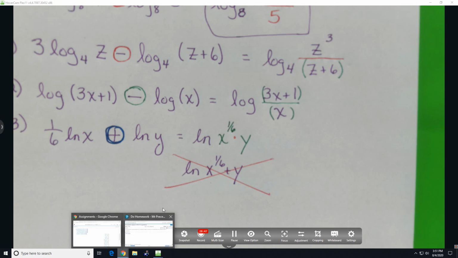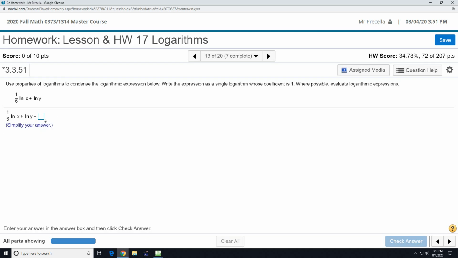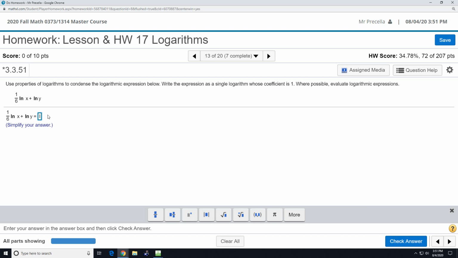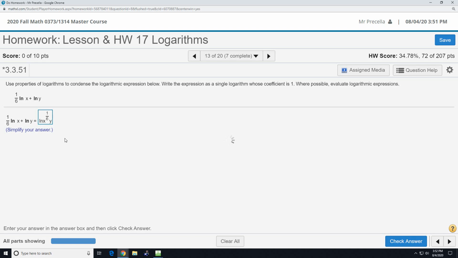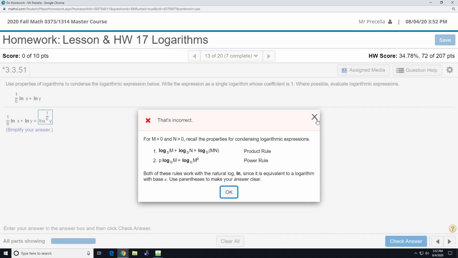Okay, so here goes. I'm typing it in. Let's try x to the 1/6. The 1/6. Right arrow, get out of the exponent, and there's the y. Look how bad that looks. I think I just gave it away. Yeah, you did. What did I do wrong?